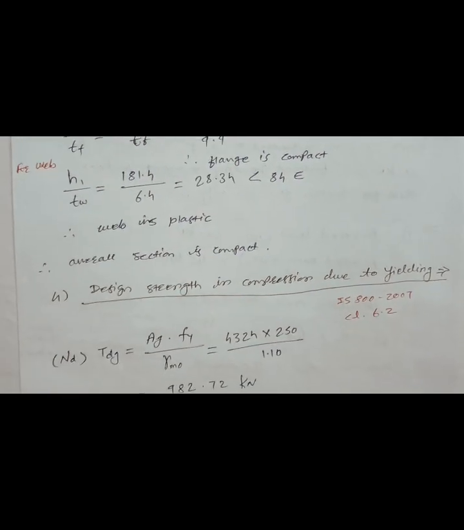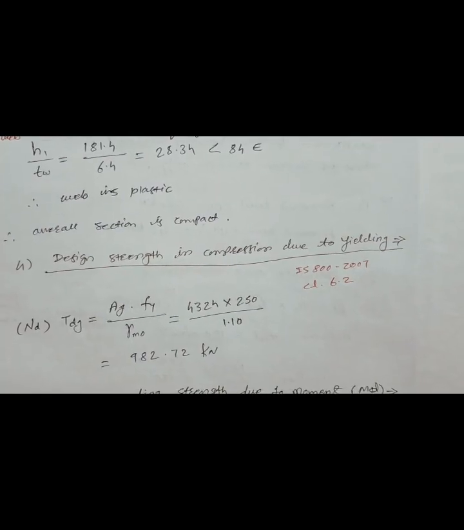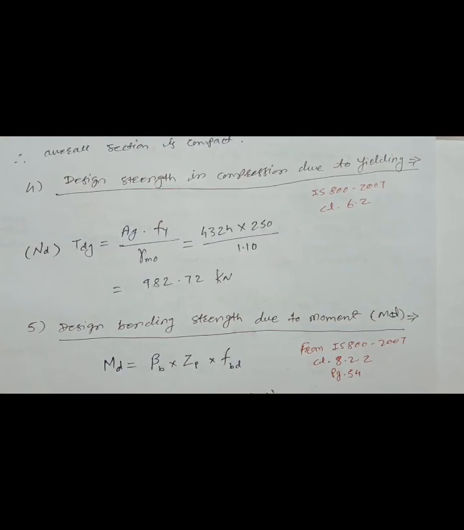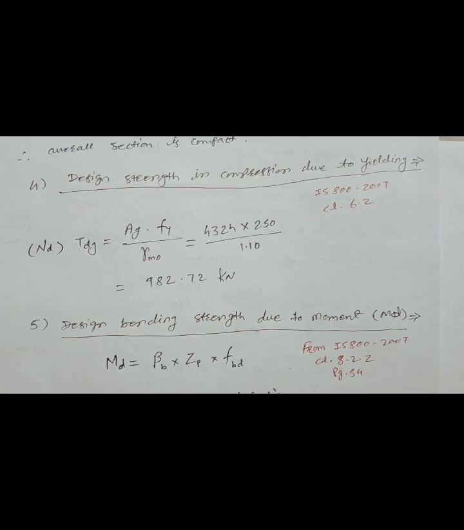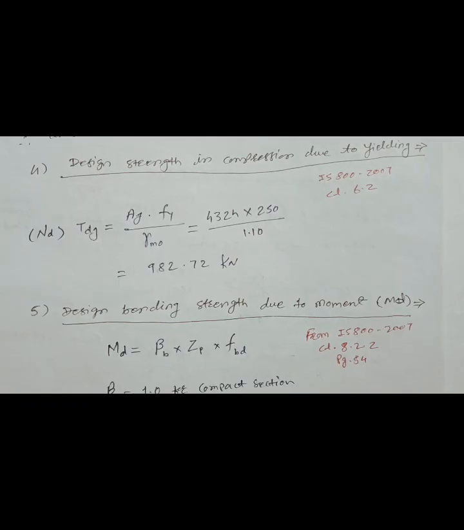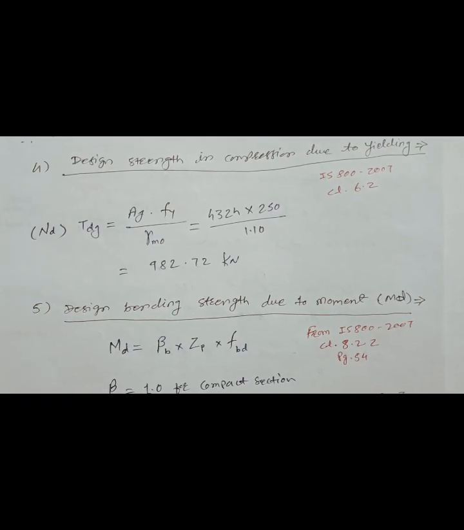After that, we have to calculate the design strength in compression due to yielding, and it is given in IS 800 2007 clause number 6.2. PD we have to calculate; this formula is given in the IS code.